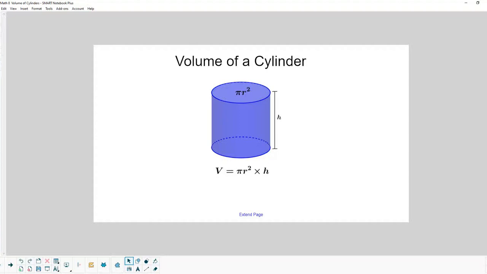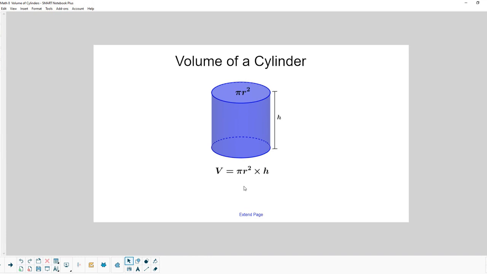All right, I'm excited to get going on our next unit, and we're kind of winding down the year, so we're getting toward the end. But this is one of the more important units in all of our curriculum, and that is volume. And it's very practical too. So the first volume we're going to talk about is the volume of a cylinder.